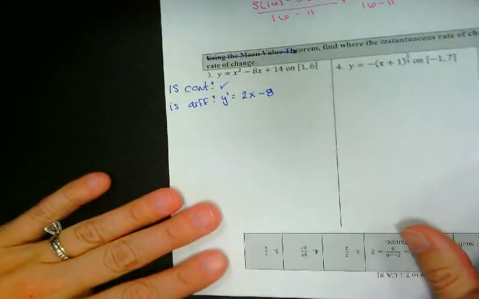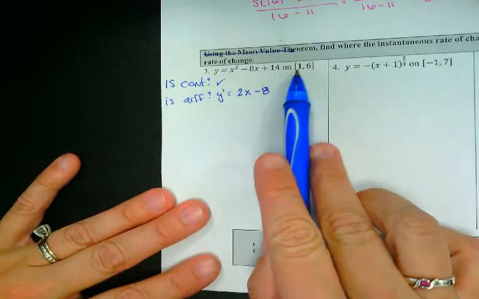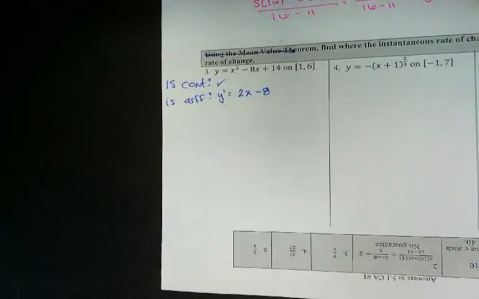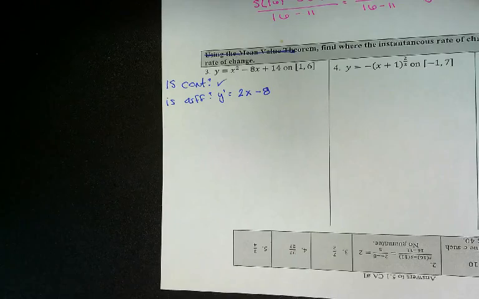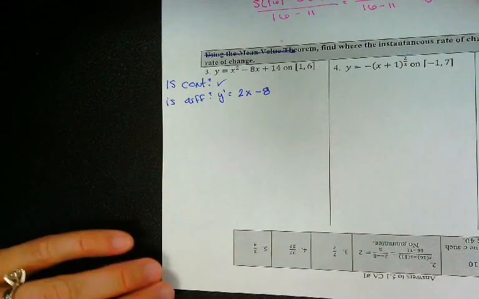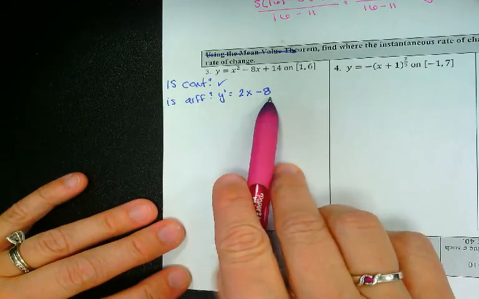It's just saying on this interval because the parabola goes on forever. So it's just saying zoom in on this interval, so it's not implying it's continuous beyond the starting and end point. Does it being differentiable just mean that the graph of the slope is continuous? Basically, yes.